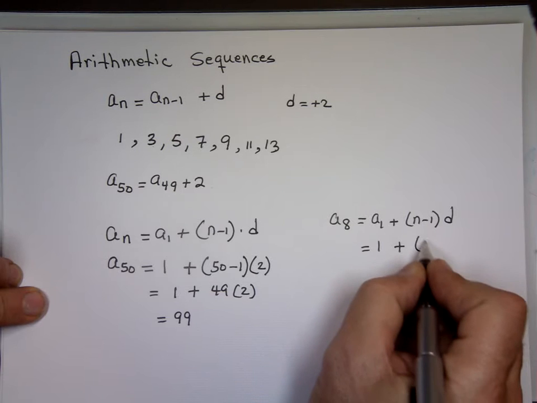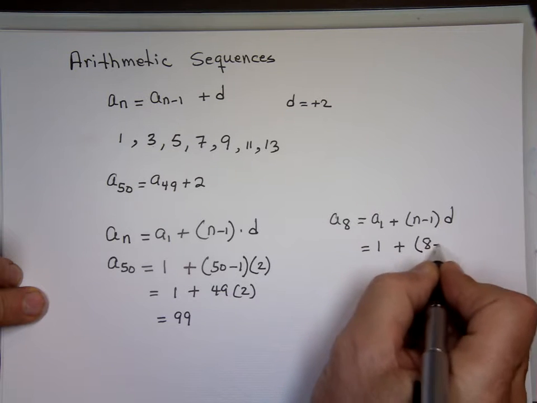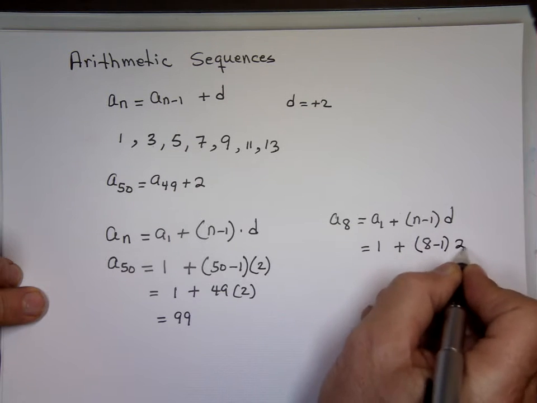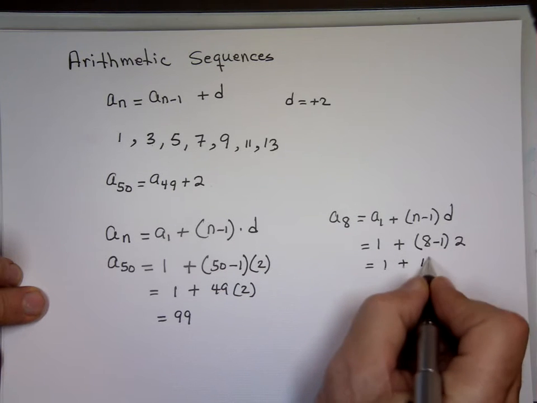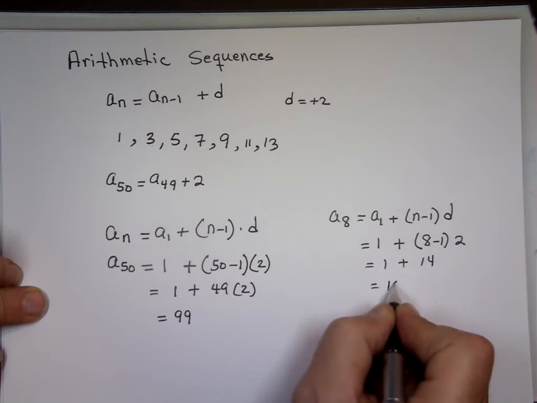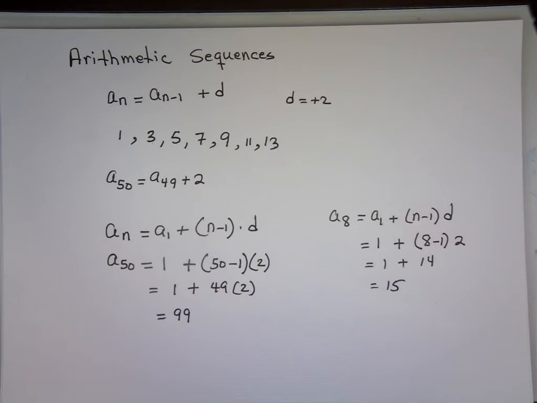N minus 1. What's n here? 8. 8 minus 1 times 2. 14. That's 14. What's 1 plus 14? Is the next number 15? Yep. So this will allow me to jump and find any number.